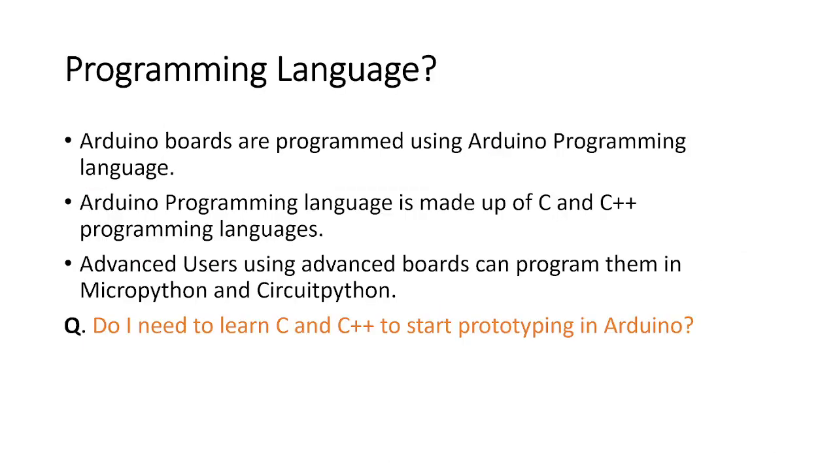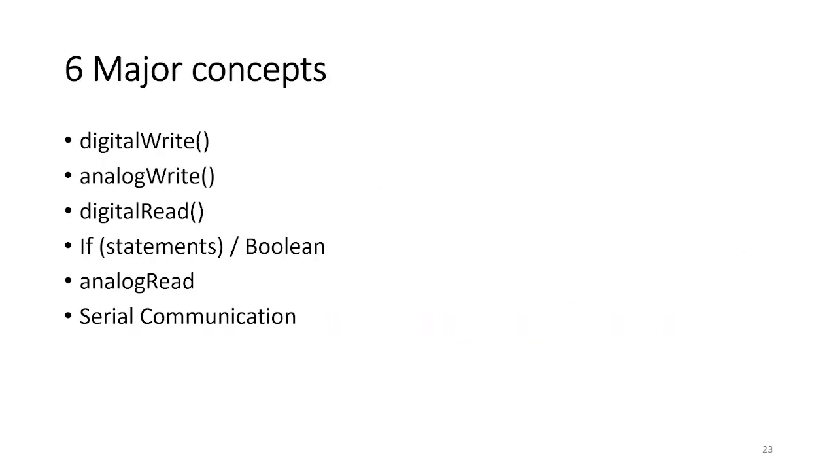So let's continue. There are 6 major concepts which you need to master, or at least have knowledge of. Number one is digitalWrite. We said digitalWrite is a function. Actually, these are functions, the major functions in the Arduino programming language.